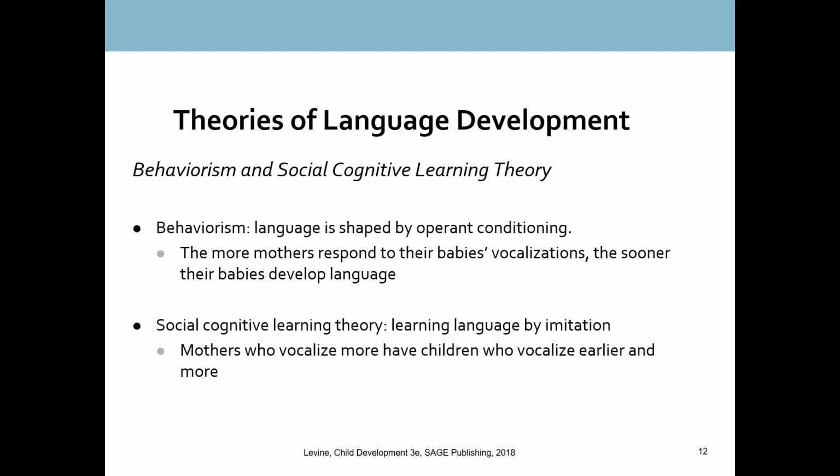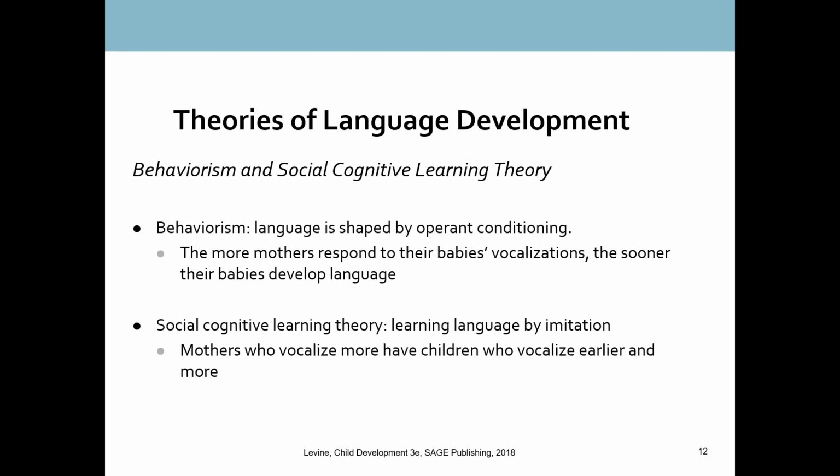How we respond to them each time they say something or verbalize something acts as a reward or a punishment. And over time, they will learn to say words more correctly because we will reward them when they say something correctly by understanding them. If they say something incorrectly, we might not understand them. And that would be a form of punishment.